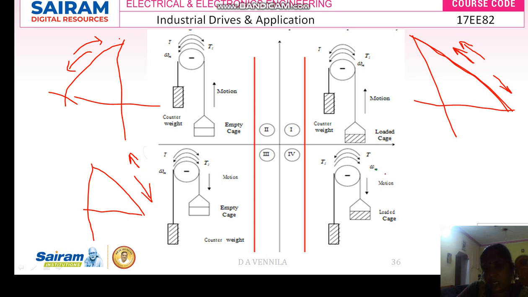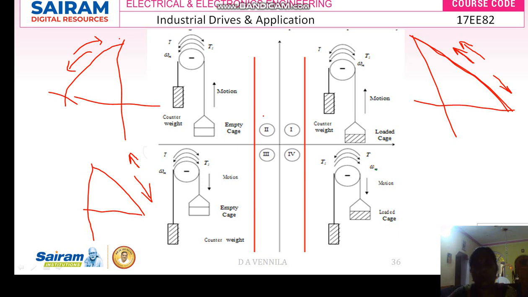Now this is nothing but your fourth quadrant. Here torque is positive, speed is negative. So your load torque is rotating in the anti-clockwise direction, and your motor torque and your speed of the shaft will be in clockwise direction. So this is about your 4-quadrant operation of your electrical drive.